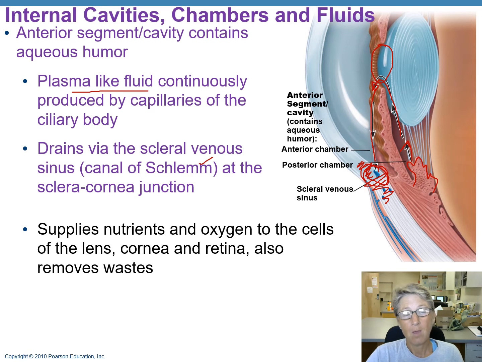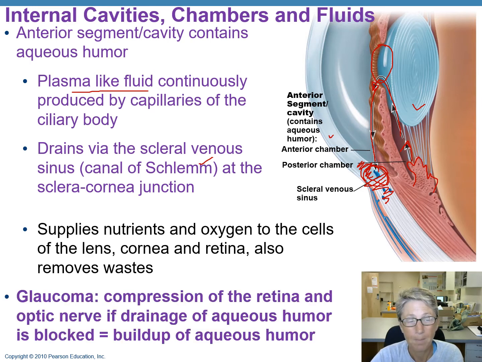What does the aqueous humor do? It supplies nutrients like glucose, and it also supplies oxygen to cells that live in the lens, cells that live in the cornea, and also cells that live in the retina.